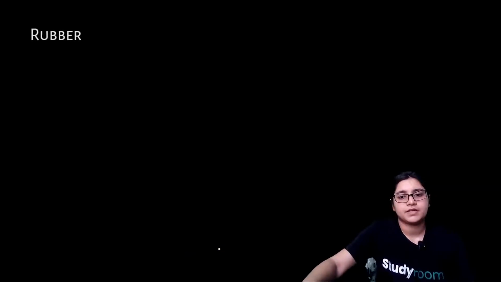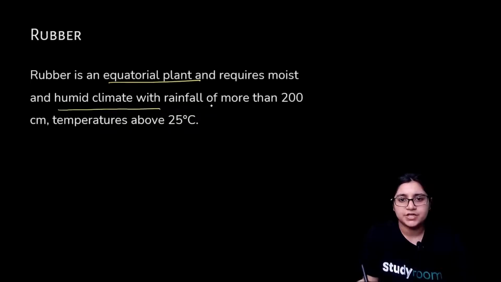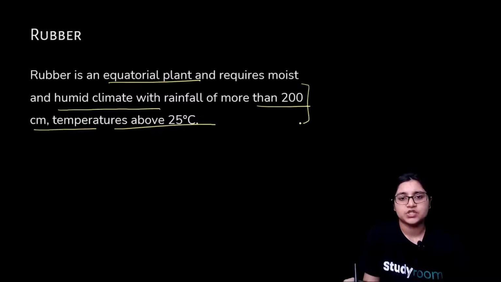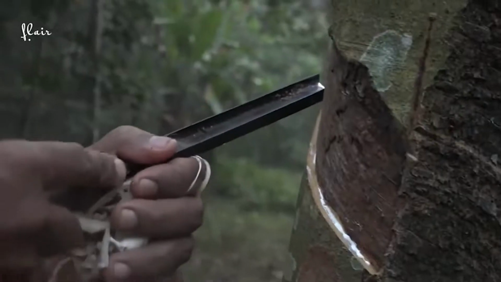Alright. Then there is rubber. Rubber is an equatorial plant, requires moist and humid climate with rainfall of more than 200 centimeter, temperature above 25 degrees Celsius. So these are the essential conditions for rubber. This is a video. Have a look at it.